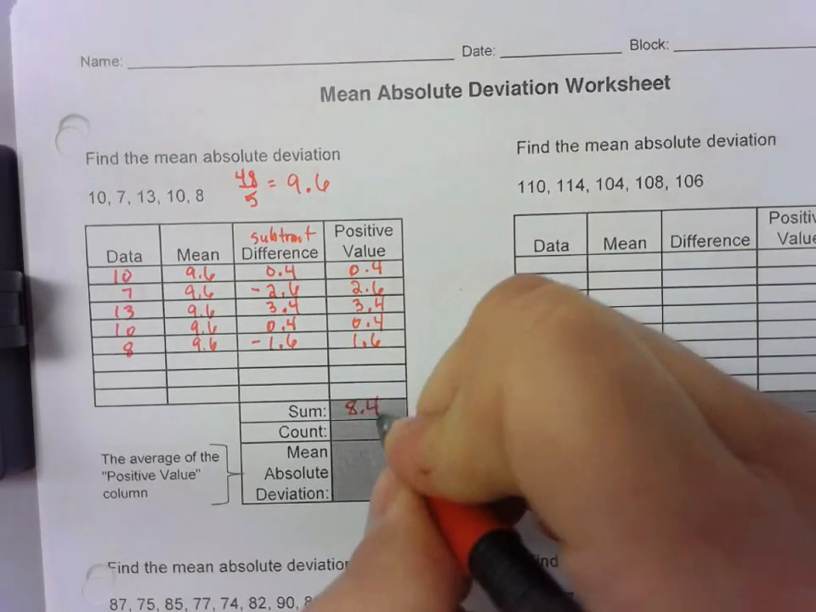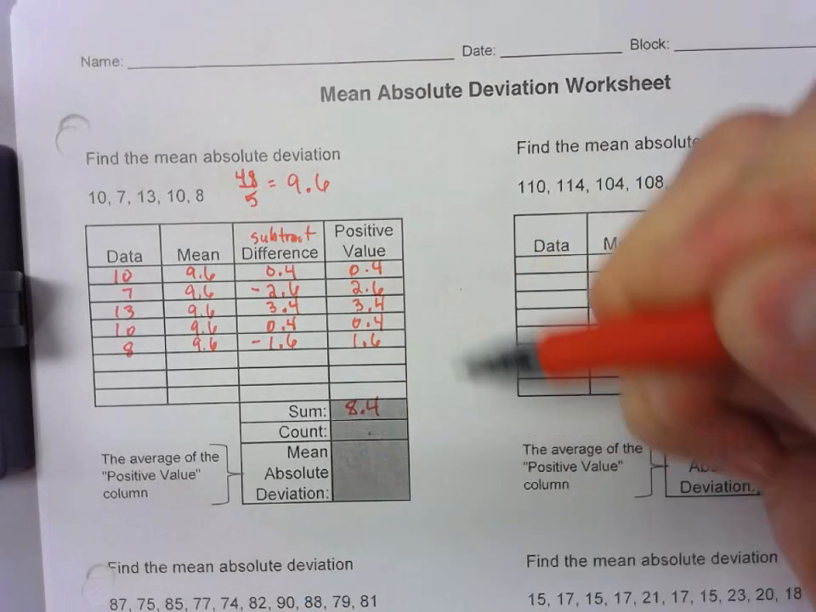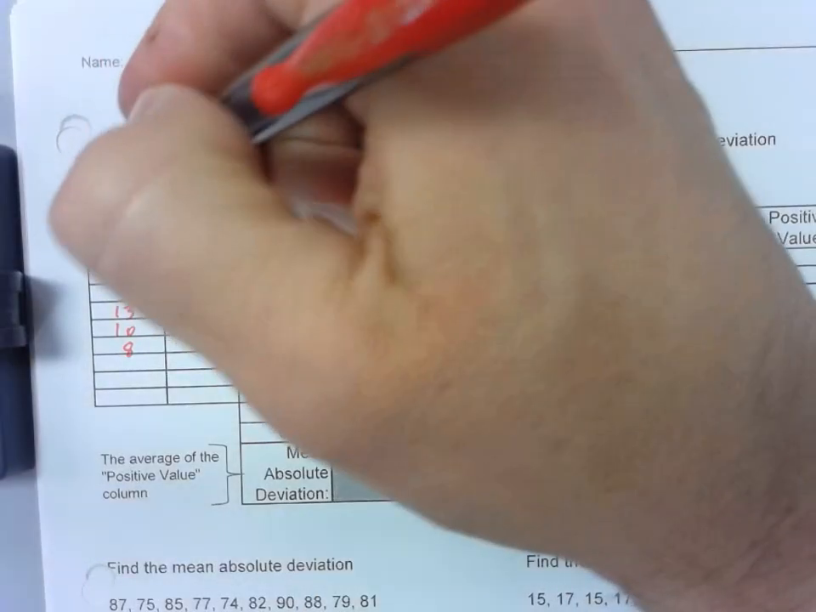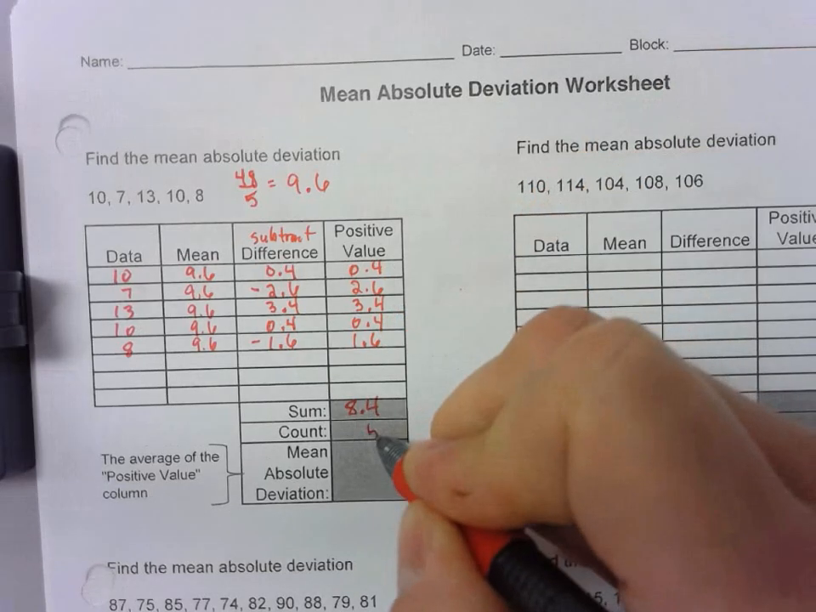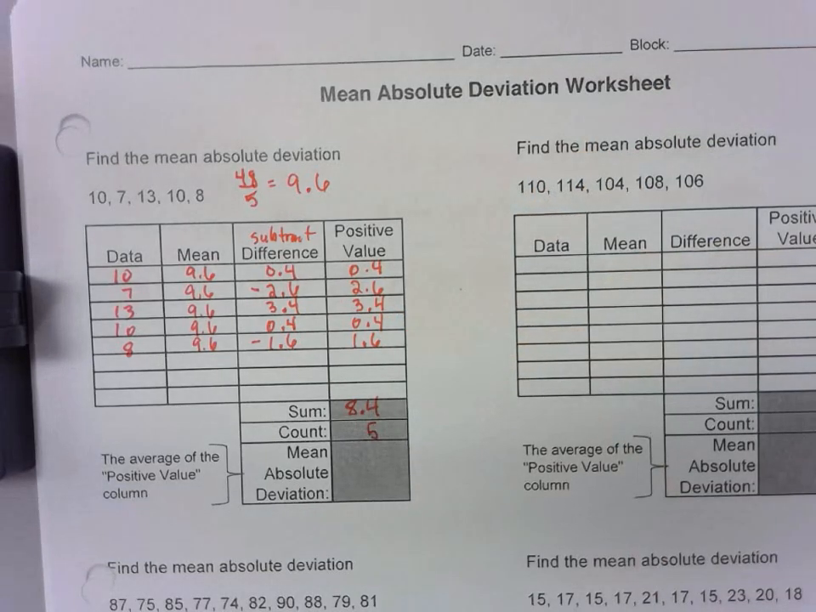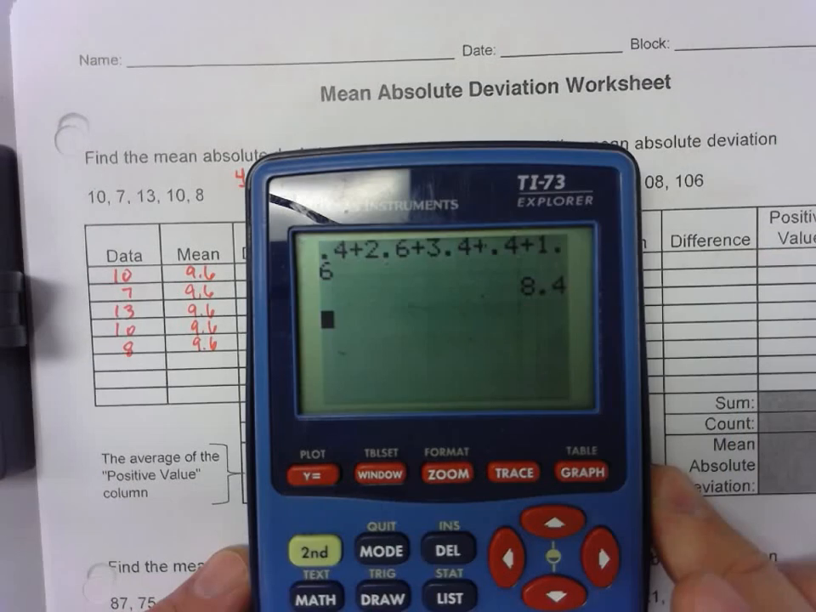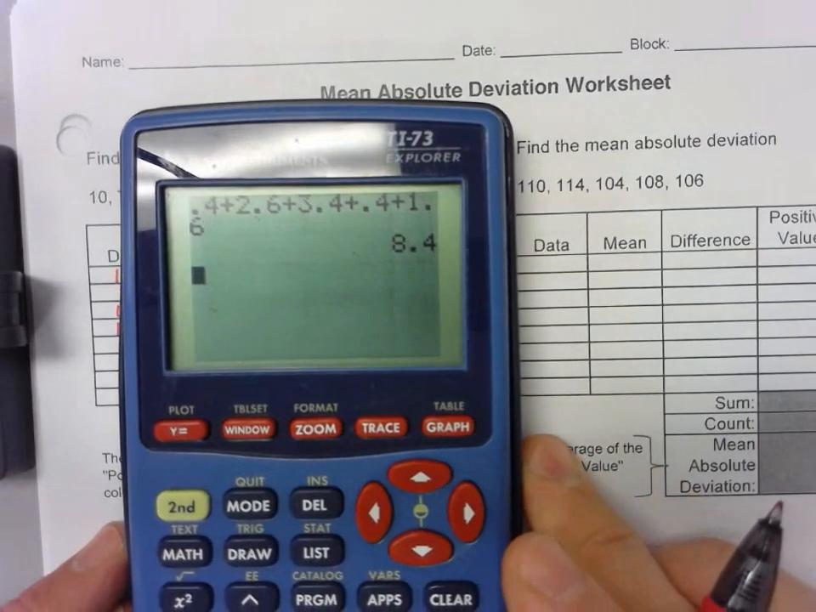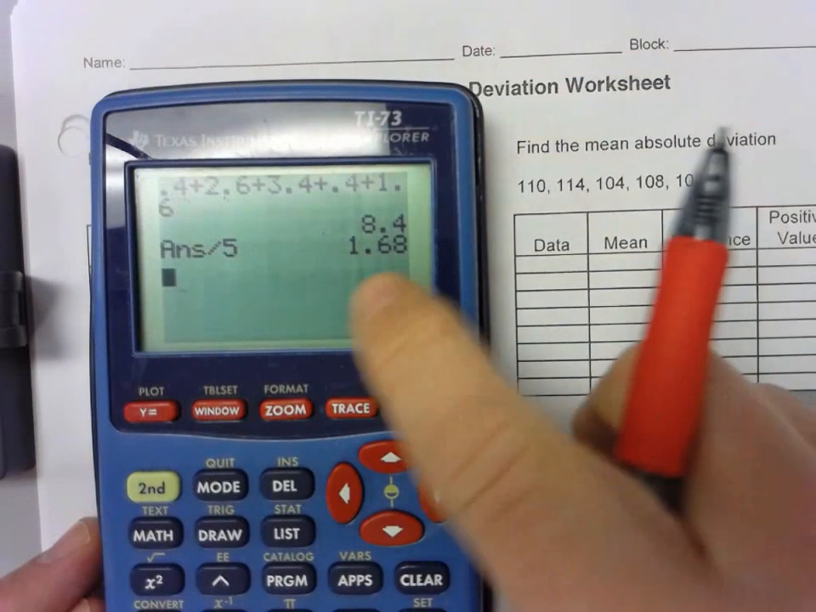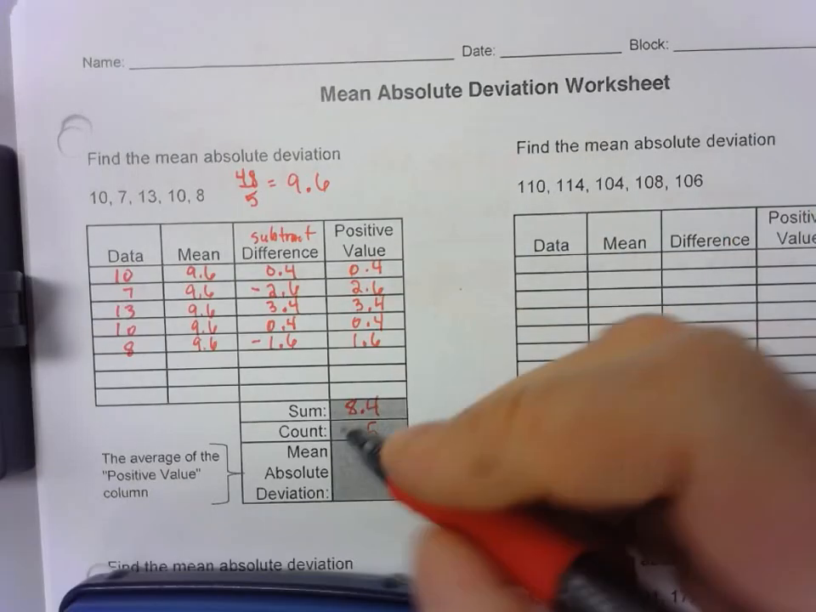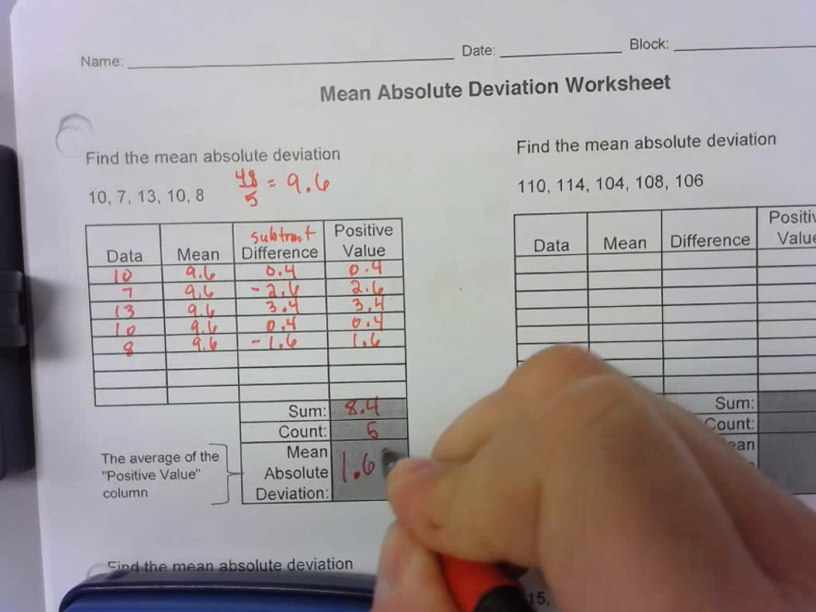How many numbers did we have is what the count means. Of course we had 5 numbers: 1, 2, 3, 4, 5. So now we're going to do 8.4 divided by 5. I've already got my 8.4 here on the calculator, divided by 5, and that means the mean absolute deviation, or the MAD, is 1.68.